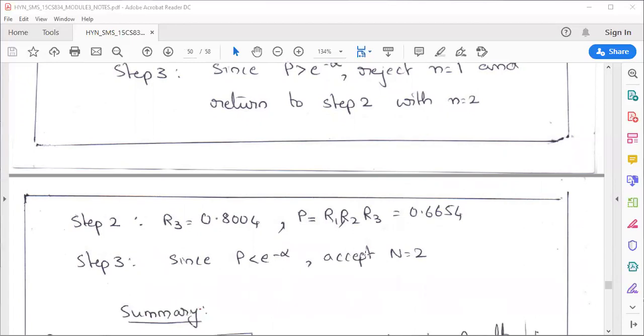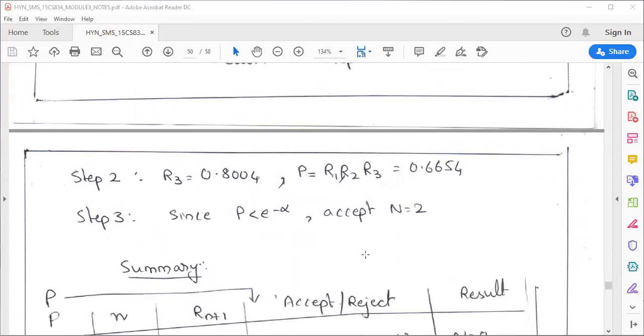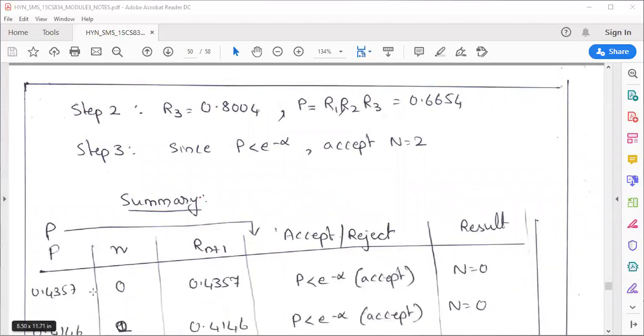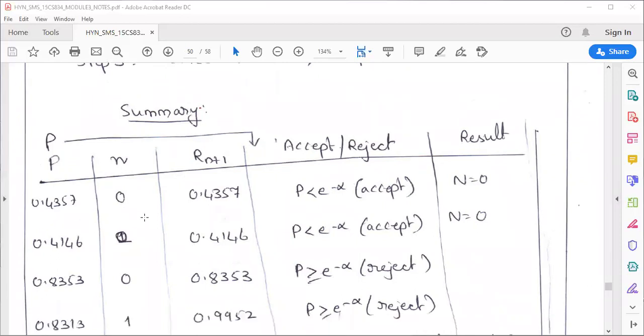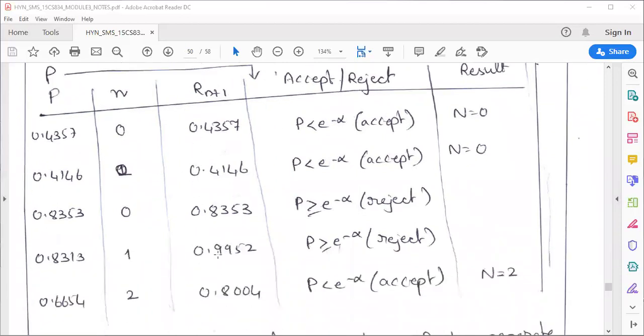Like this, you have to solve the problem on acceptance rejection technique. So the summary is very simple. We will write Poisson variates as capital P. Small n is the value of n. Rn plus 1 is the random numbers. Accept or reject, what is the result? So what is the first random number? In this column, we'll be writing the random numbers which are given in the question.